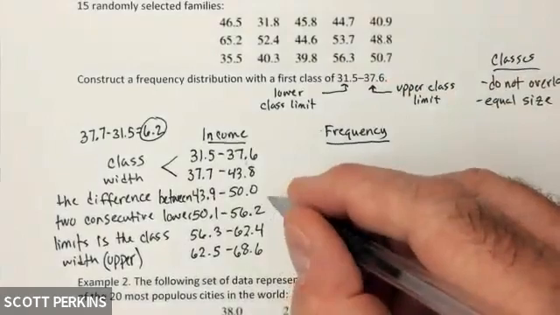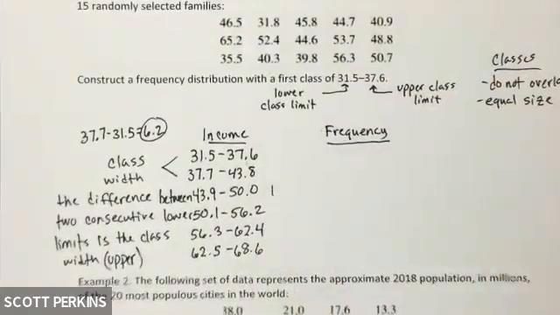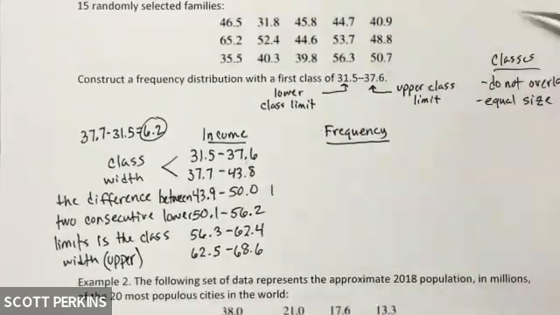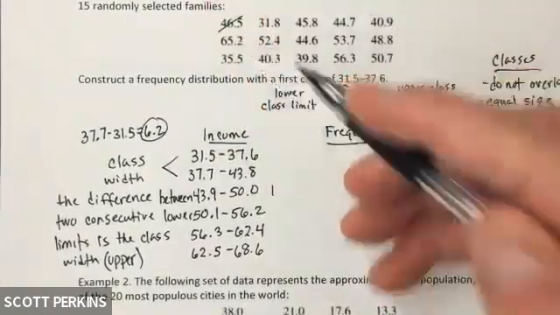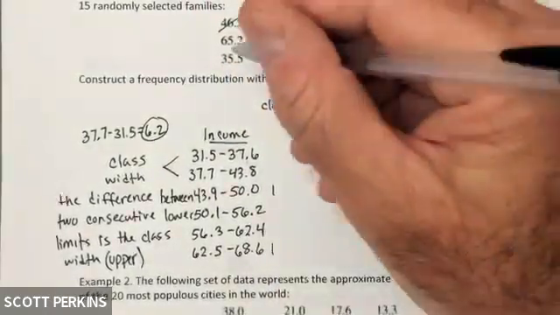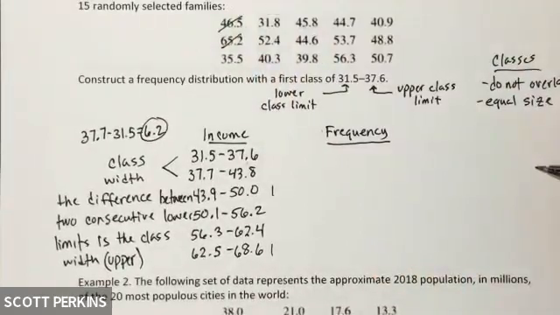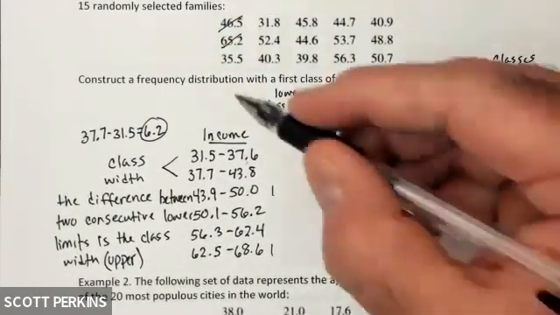46.5 is in this class. So I'm just going to make a little mark. I'm just counting. This is called a tally. If you don't want to do that, that's fine. I'm going to cross out the pieces of data as I go because I lose track real easy because I'm scatterbrained. 65.2 is down here, so I'm going to make a mark. Do you see what I'm doing here? How I'm keeping track? If I lose you, please let me know.